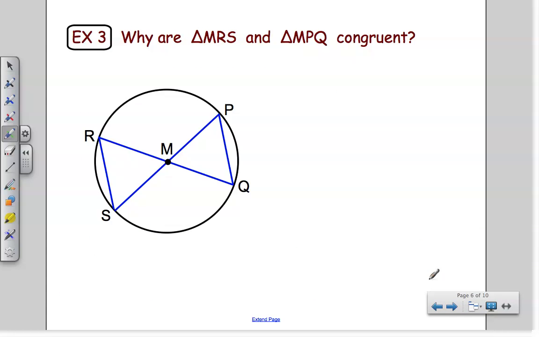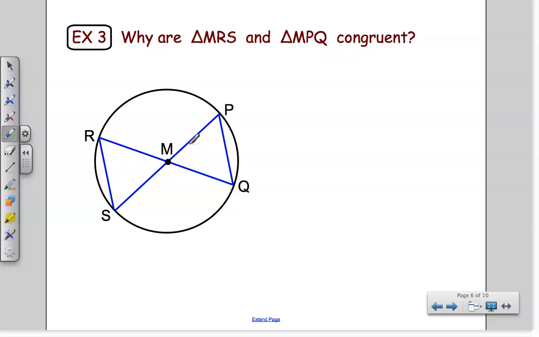Quick example, this one's not a formal proof, but you notice we got a circle here, and we got some triangles in that circle. Why are triangle MRS and triangle MPQ congruent? Wow, nothing's marked at all. So I must be using some of my knowledge about circles and maybe some other knowledge that I have. Well, do you notice anything that might be congruent based on previous knowledge?